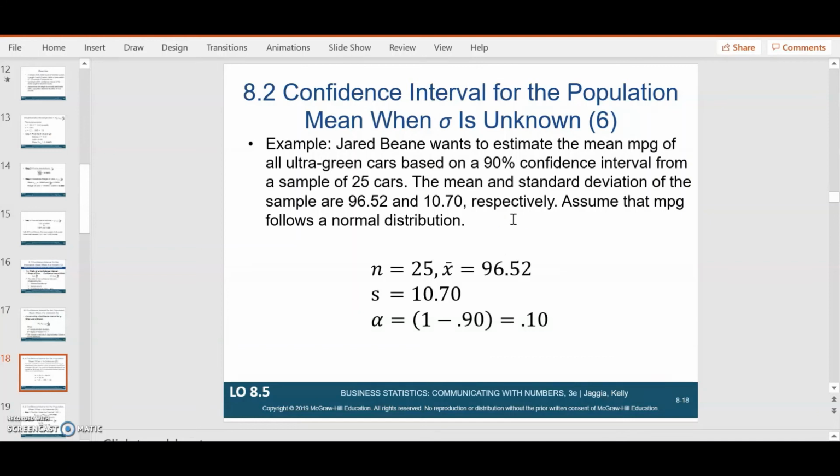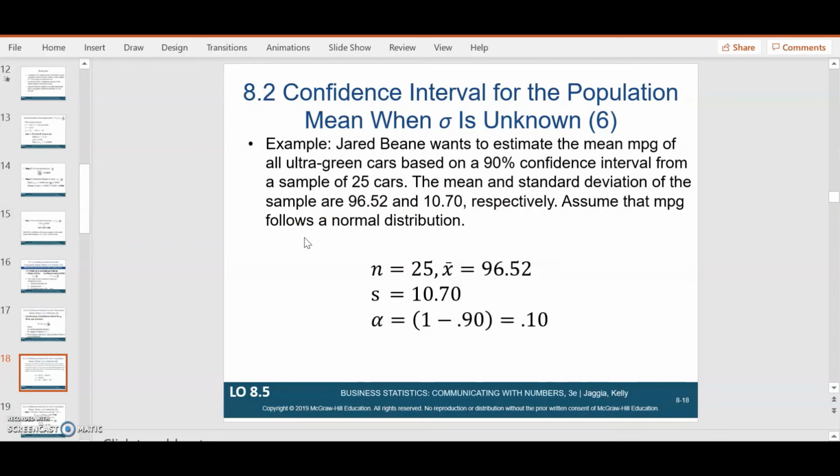Example: Jared Bean wants to estimate the mean miles per gallon of all ultra-green cars based on a 90% confidence interval from a sample of 25 cars. The mean and standard deviation of the sample are 96.52, so this will become our point estimate, and 10.70. So 10.70 is the sample standard deviation, respectively. Assume that miles per gallon follows a normal distribution.